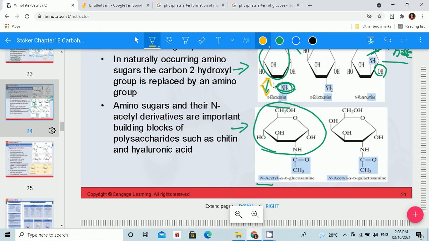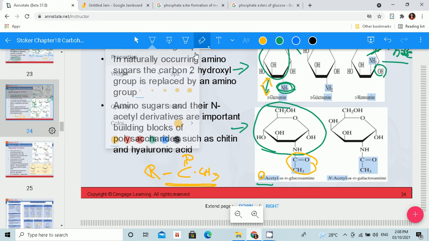And then we have N-acetyl. This one is our acetyl. C double bond O, CH3, and then we have R. This is our acetyl. But because here, the R group is our N, it's N. That's why we call it N-acetyl alpha-D-glucosamine. Class, you take note also of the naming.